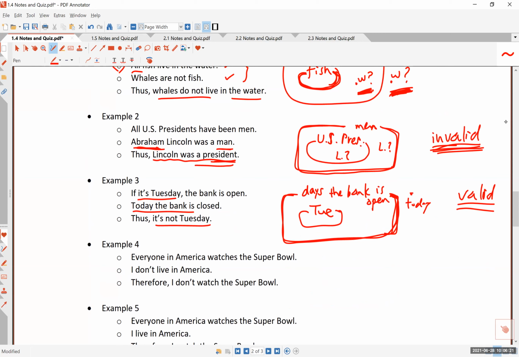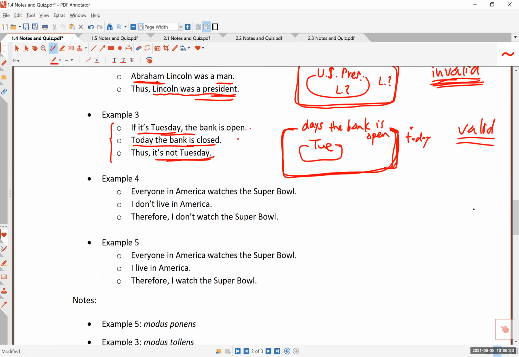Okay. Now, if the first statement is true, if it's Tuesday, the bank is open, and today the bank is closed, if these two statements are true, then because the argument is valid, that would force the conclusion to be true. Okay, and in that case, we say this is a sound argument. Not only is it valid, but if the statements are true, that would make it a sound argument, and that would force the conclusion to be correct. Get that? All right, number 4.